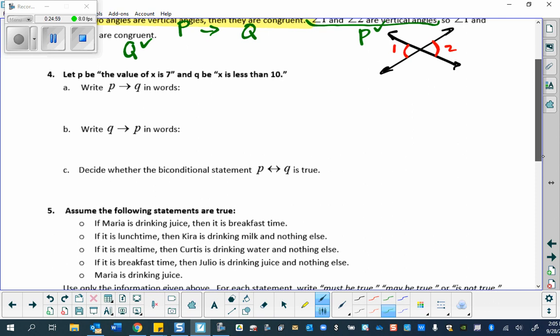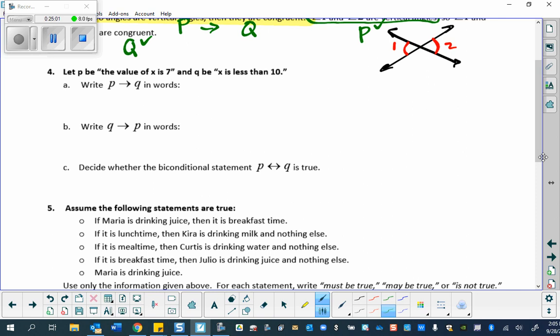All right, with your partner, take a look at this: the value of x is 7 and x is less than 10. Give me if P then Q, give me if Q then P in words, and decide if it's a biconditional statement. On your mark, set, go.